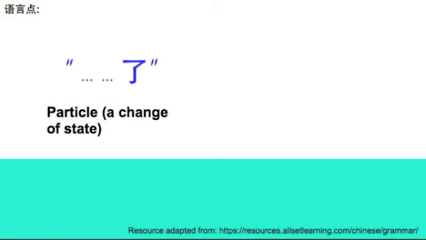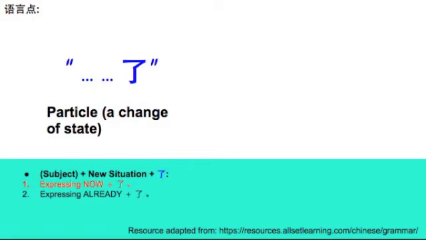In this video, we are discussing how to express a change of state with the particle le. As many of you might know, particle le has many uses, and one of them is to express the completion of an action. However, for today, we are looking at using le to express a new situation. And this new situation can take a couple of forms, which include expressing now with le, expressing already with le, and expressing not anymore with le.